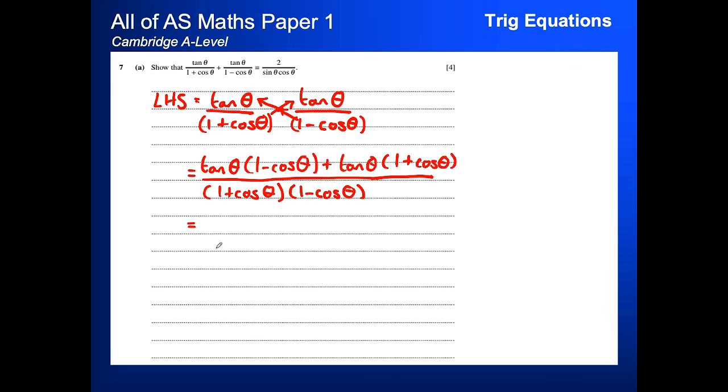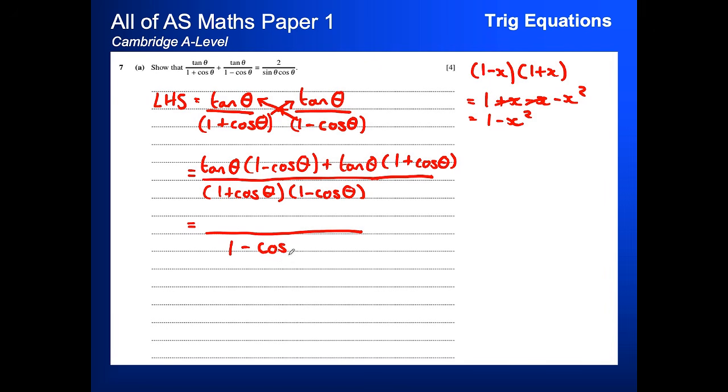Now you may notice the bottom here of my fraction is actually a difference of 2 squares. So imagine I write this as 1 minus x, 1 plus x. Think of it in this way. If I multiply this out, I get 1, I get plus x minus x squared, and then these cancel, giving me 1 minus x squared. I can use this same technique to simplify this in the same way, which means I can go straight to 1 minus cos squared theta. So a little shortcut there that might save you those couple of minutes, that might save you the marks in the exam.